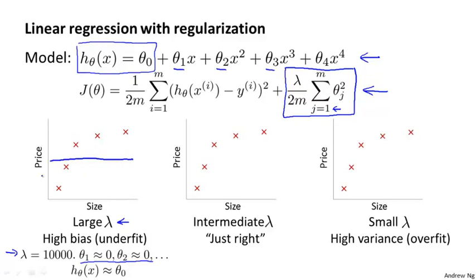So it's more or less a flat, constant straight line, and so this hypothesis has high bias and it badly underfits this data set. So the horizontal straight line is just not a very good model for this data set.